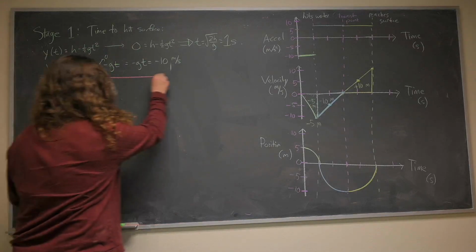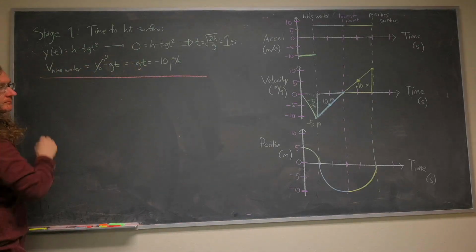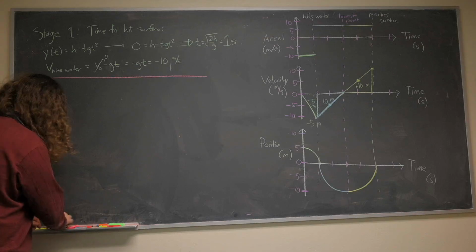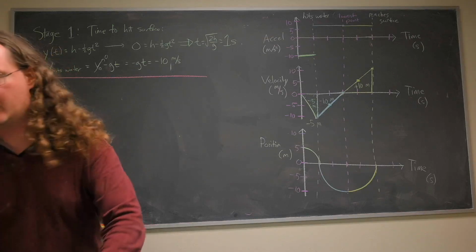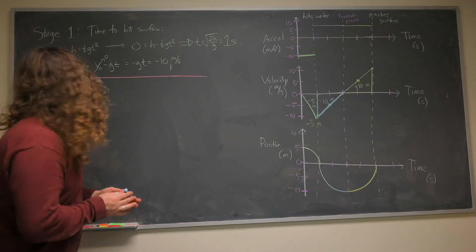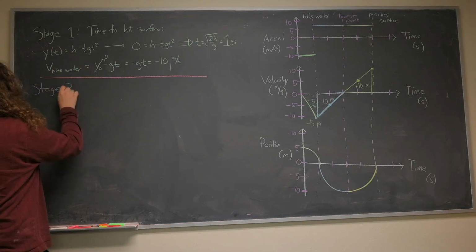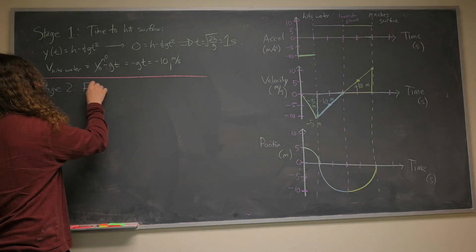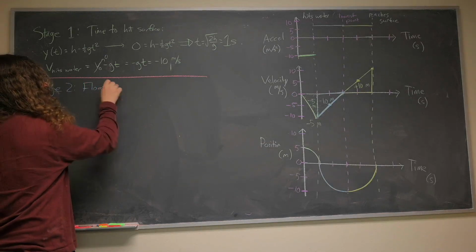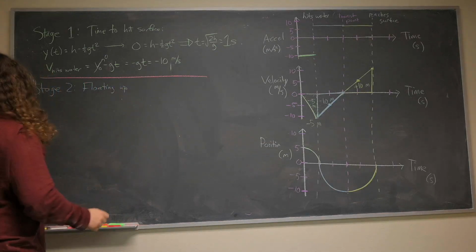Now in stage 2, when it's floating, and I'm going to color code this here. I'm going to use blue again because that's the color I used in the graphs. Stage 2, floating up.